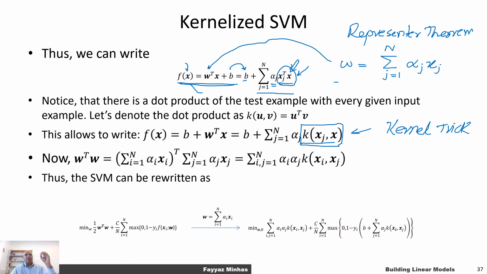So what we've done so far is use the representer theorem to replace w with dot products of a given example x with the examples that we know, that is k(xj, x). And we have these coefficients called alphas that we still need to find.